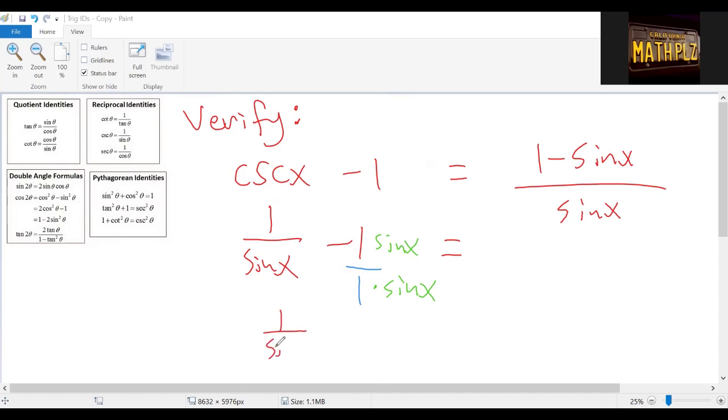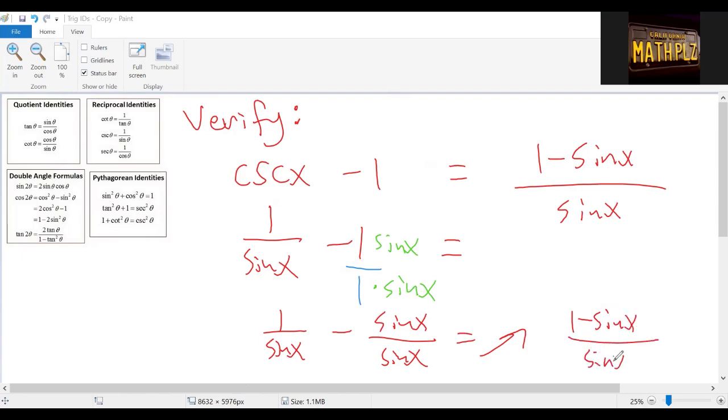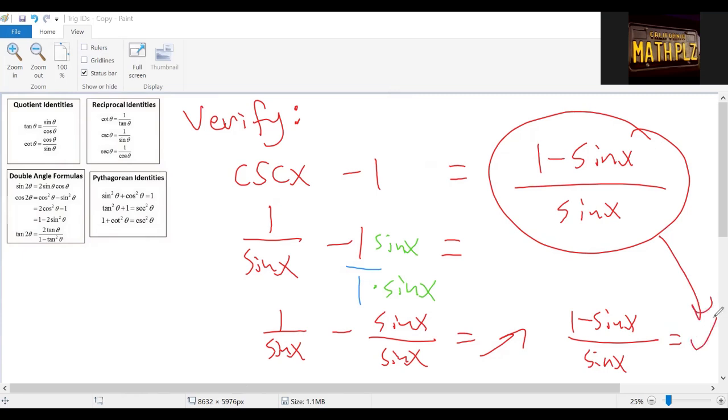So we have 1 over sine minus sine over sine. The whole point there was to get a common denominator, which we now have. And since we have a common denominator, the two fractions can be meshed together into one fraction. So it would say 1 minus sine of x over sine of x equals the original right-hand side. So we can just check that off. So when you verify trig identities, make changes to the left until it equals the right.